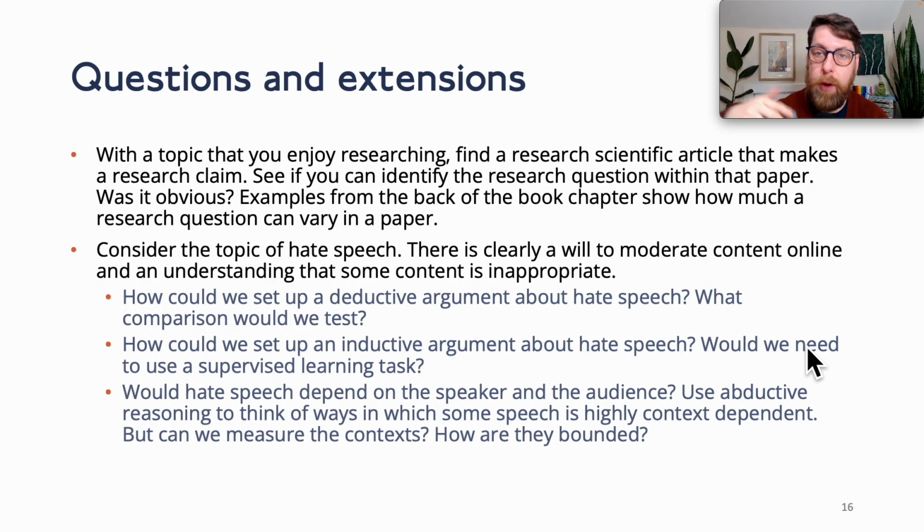Now, this is not to say go out and do this work, but try to think of the different ways in which you could set up a deductive theory that something is or isn't hate speech, or someone will or won't say it. And then an inductive argument about whether we can classify it. Can we predict effectively whether something is or isn't hate speech, or where it could appear? And then indeed, your intuitions for some of the limits of that.